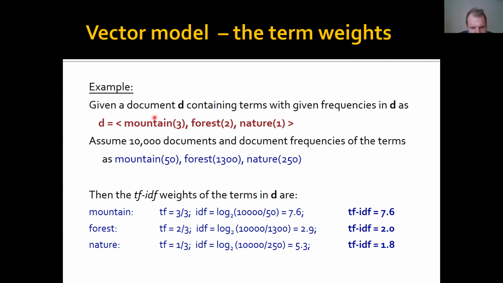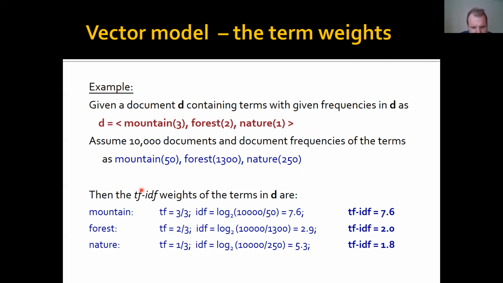So we have these 3 because we are now interested in these 3 terms. We have these 3 statistics for mountain, forest, and nature: how many documents contain mountain, how many contain forest, and how many contain nature. These are numbers that could be used to compute the DF or IDF, and these are numbers that could be used to compute the TF.